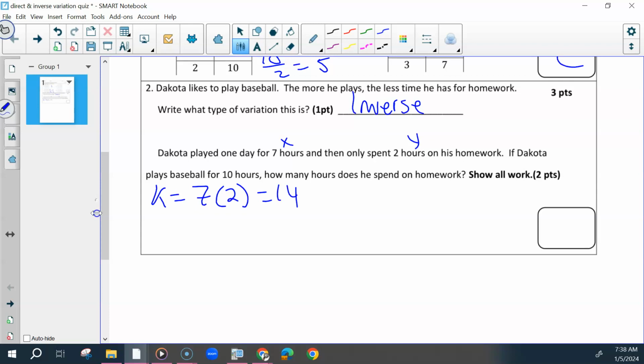And then use our k and our last number to find our answer. So in this case, this will be our x, this will be our y, so we would set this up, y equals 14 over 10, which would give us 1.4 hours. Some of you were putting 1 hour and 40 minutes, which is not the same. 1.4 hours is 1 hour and 24 minutes, not 40 minutes, so be careful there.